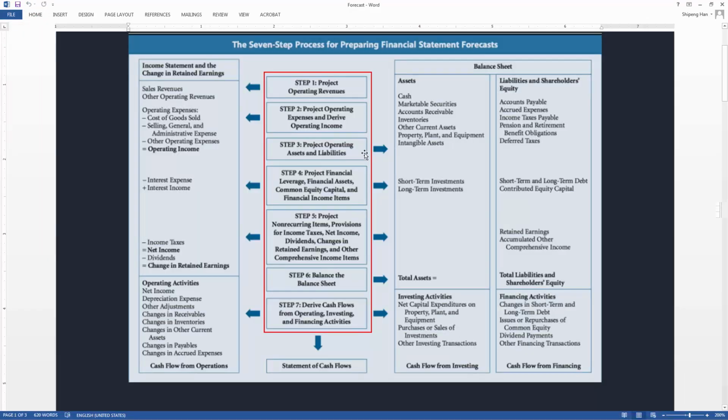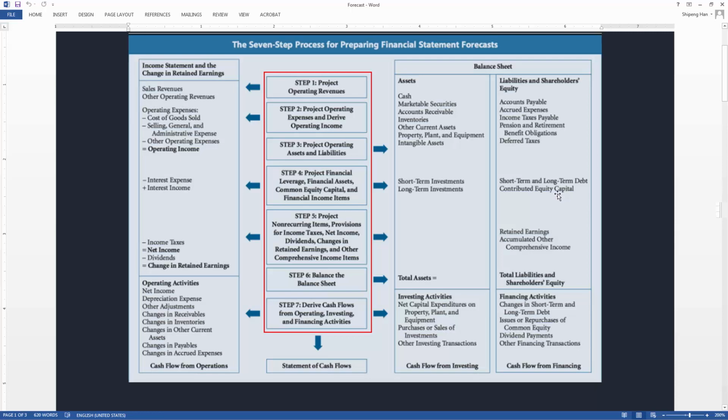Okay, step 4. Project financial leverage, financial assets, equity, and financial income items. In this part, we're going to focus on short-term and long-term investments. These are two financial assets. Both will generate interest income, so we also focus on interest income. Short-term and long-term debt are interest-bearing liabilities. So after we focus on short-term and long-term debt, we also focus on the interest expense.